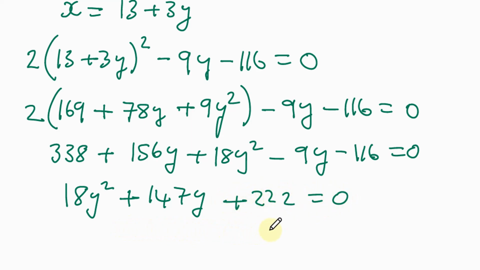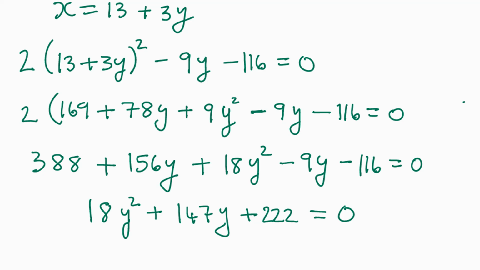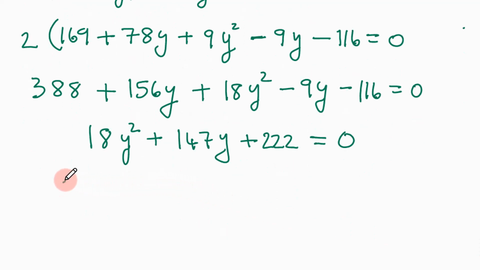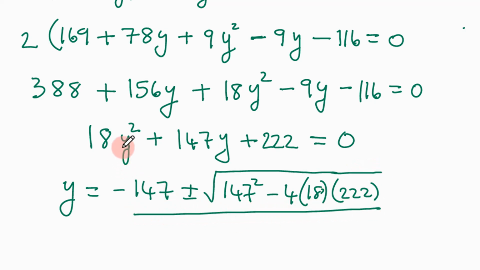We can use the quadratic formula now to solve this quadratic. In this case, our variable is y, so we're going to write the quadratic formula in terms of y. So we have y equals negative b plus minus the square root of b squared minus 4 times a times c. And this is all over 2a. So with 2 times 18, so 36.